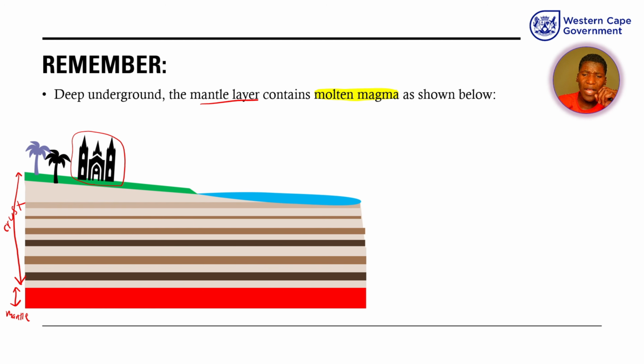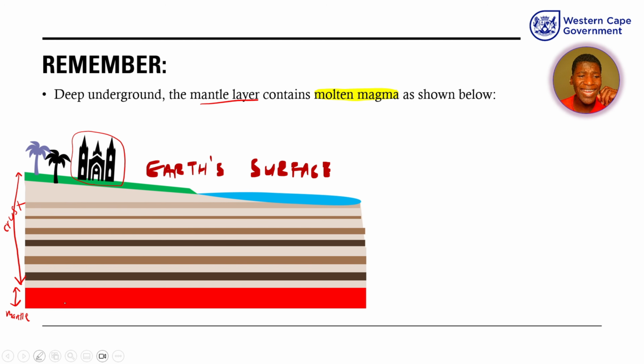Now it can happen that this molten magma can rise. It can rise and try to come up to the Earth's surface. Remember that the Earth's surface is basically where we are at. This is the Earth's surface. So this molten magma can try its best to rise and come up to the Earth's surface.